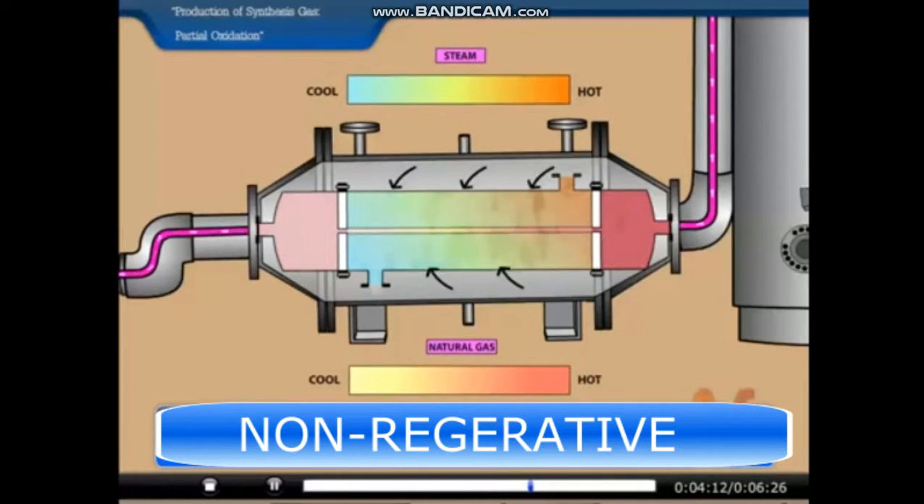In a non-regenerative heat exchanger, the hot fluid is cooled, or heated, by fluid from a separate system. The heat removed or absorbed is not returned to the system.